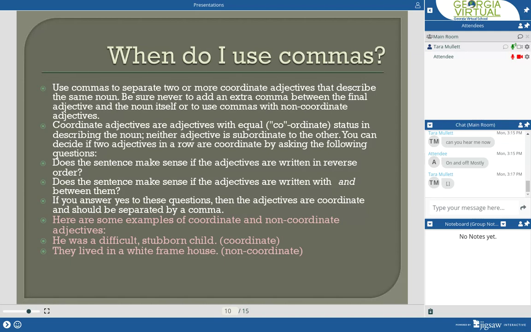A frame house is a house that's built out of wood. Kind of a lot of country homes are frame houses, and you don't see that much in the city. But a lot of country homes are frame houses. So it is describing the color and what it's made of. Now, in this situation, the color is actually less important than what the house is made of. So these are non-coordinate adjectives. They're not equal. So you cannot change the order.